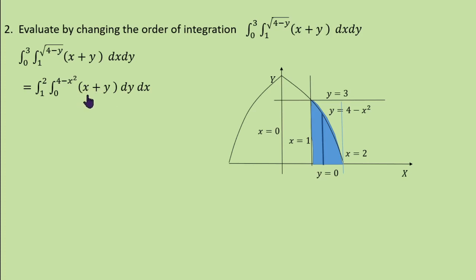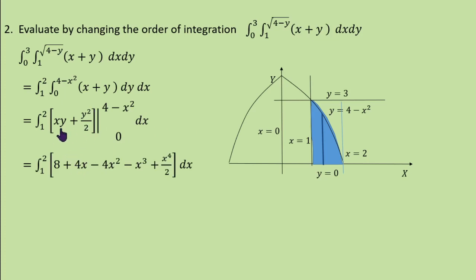The integration of a constant is constant into y. Integration of y is y square by 2. So x into y plus y square by 2. Substitute the limits 0 to 4 minus x square for y. So x into 4 minus x square plus 4 minus x square whole square by 2. Simplify this: x into 4 minus x square means 4x minus x cube. And y square means 4 minus x square whole square.